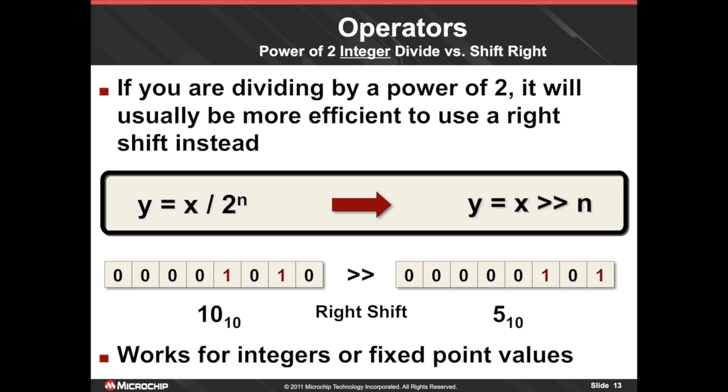So here you can see an example. If you're dividing by a power of 2, it's actually a lot more efficient to use a right shift instead, as this example points out here.